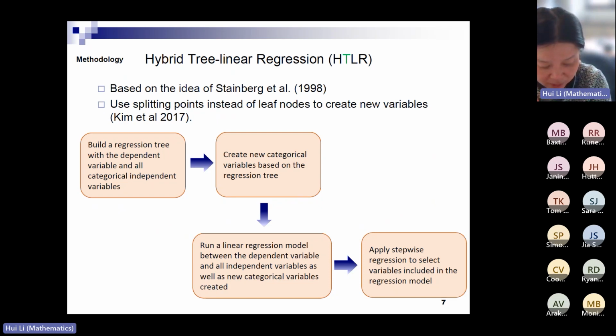So we start building a regression tree with the dependent variable and all categorical independent variables. So we create new category variables based on the regression tree, but instead of the variables that refer to leaf nodes of the decision tree, we apply here the variables that are associated with splitting points in decision trees as new independent variables in the regression model. Although the two ways of generating new variables are mathematically equivalent, variables generated by splitting points are products of fewer original variables, so therefore they're easier to interpret.